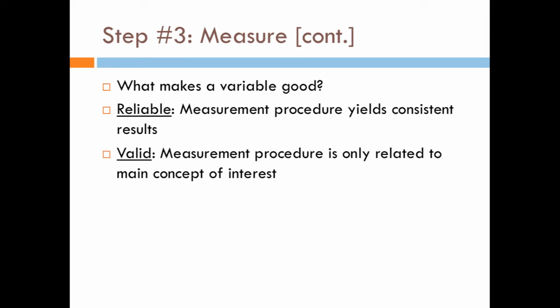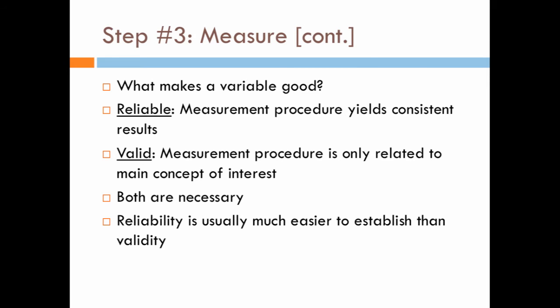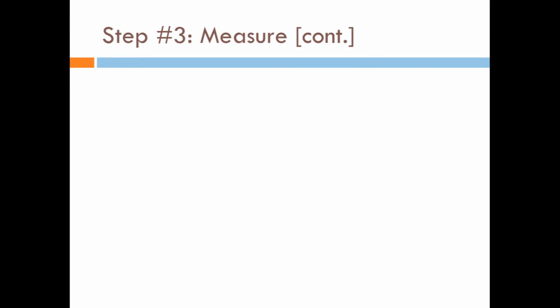A valid variable, on the other hand, means that the measurement procedure is only related to the main concept of interest. So this means that when you step on a scale, it reads your actual weight. Both reliability and validity are necessary to make a variable a good one, but reliability is usually a whole lot easier to establish than validity. Let's look at a concrete example to see why that's the case.